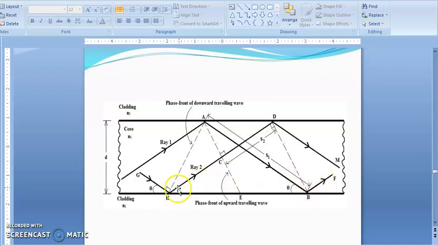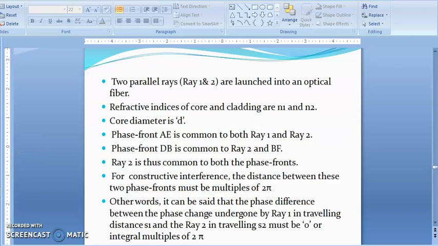This is yet another ray, ray 2. It is reaching D and is traveling along DMUT. So these are the wavefronts. AE and DB are the wavefronts. S1 is the distance traveled by ray 1 between the AE plane and the DB plane. And S2 is the distance traveled by ray 2 between the AE plane and the DB plane. So, this is the explanation.